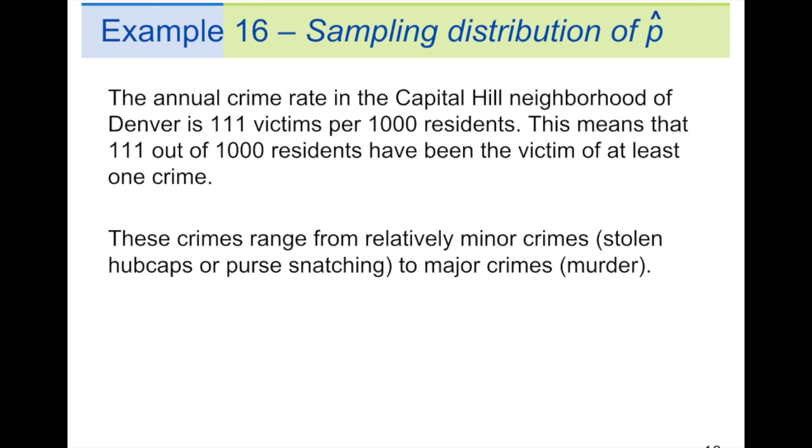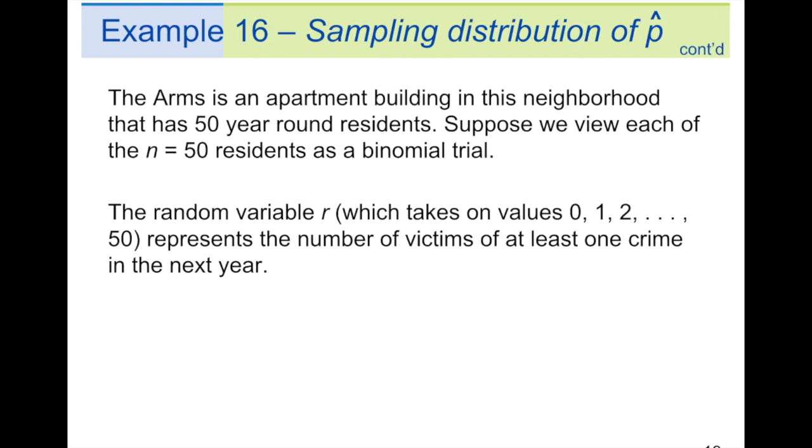The annual crime rate in the Capitol Hill neighborhood of Denver is 111 victims per 1,000 residents. This means that 111 out of 1,000 residents have been victim of at least one crime. These crimes range from relatively minor crimes, stolen hubcaps or purse snatching, to major crimes like murder. The Arms is an apartment building in this neighborhood that has 50 year-round residents. Suppose we view each of the n equals 50 residents as a binomial trial.